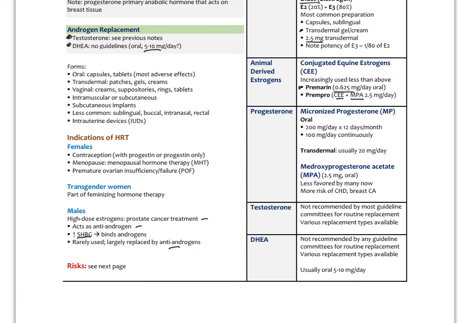Progesterone, again, a micronized progesterone or MP, we have oral 200 milligrams a day, either 12 days a month or 100 milligrams a day continuously. So there's a difference between what we call cyclic and continuous dosing. Cyclic would be trying to mimic a menstrual cycle.